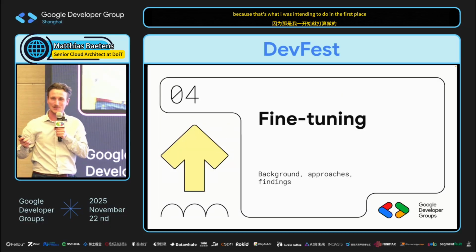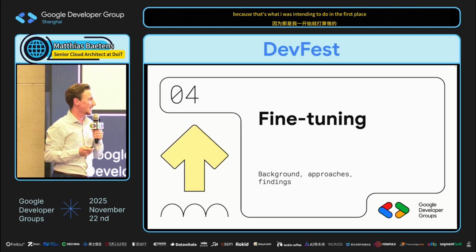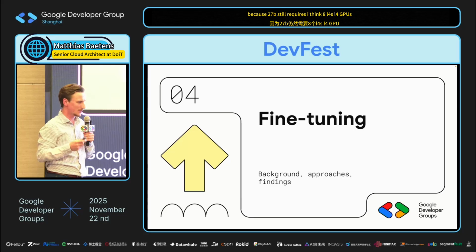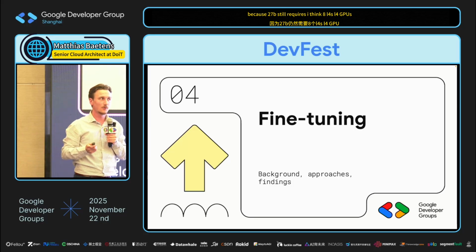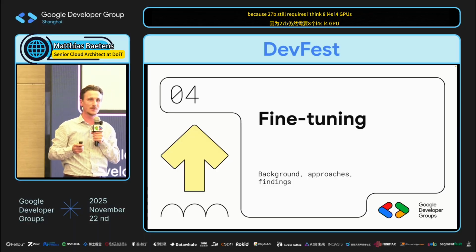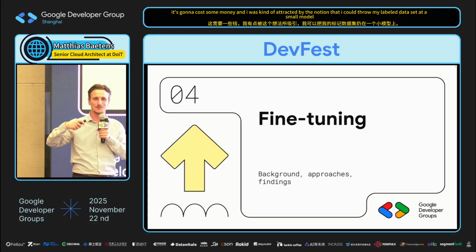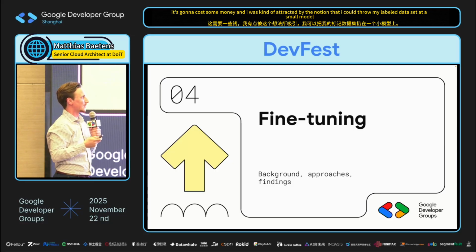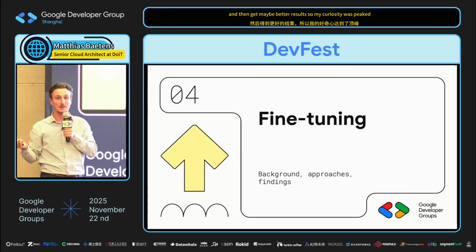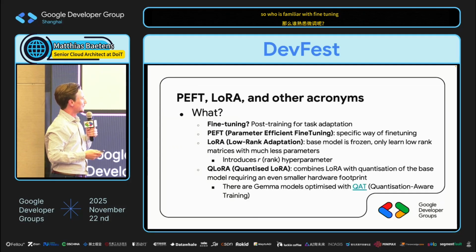So on to fine-tuning, because that's what I was intending to do in the first place. Because 27B still requires, I think, 8 L4 GPUs. It's going to cost some money. And I was attracted by the notion that I could throw my labeled data set at a small model and then get maybe better results. So my curiosity was piqued.